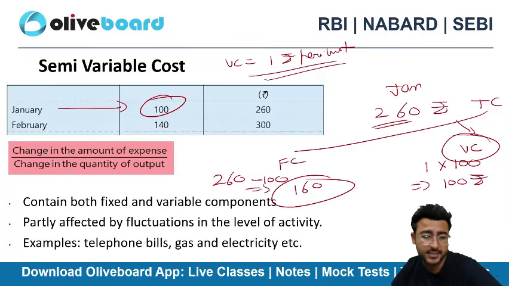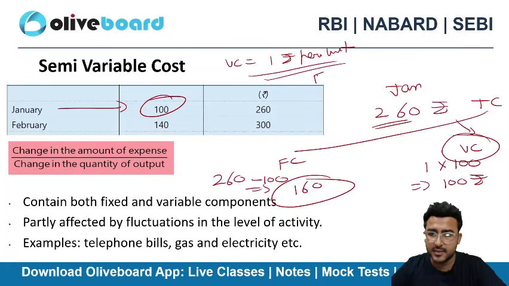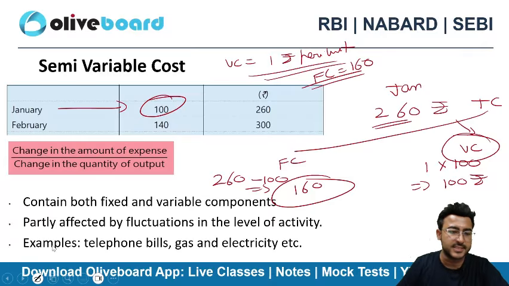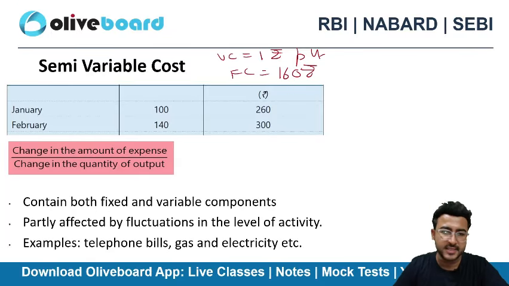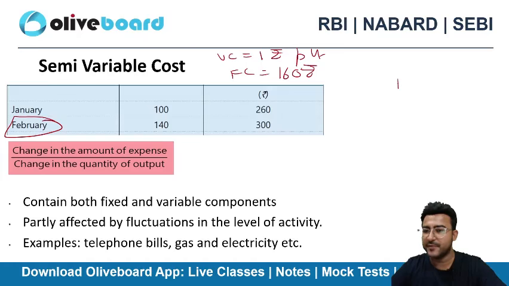Let's recheck this. So the fixed cost is 160 here, right? The variable cost is 1 rupee per unit. The fixed cost is, in totality, 160 rupees. Let's try to analyze the February month.